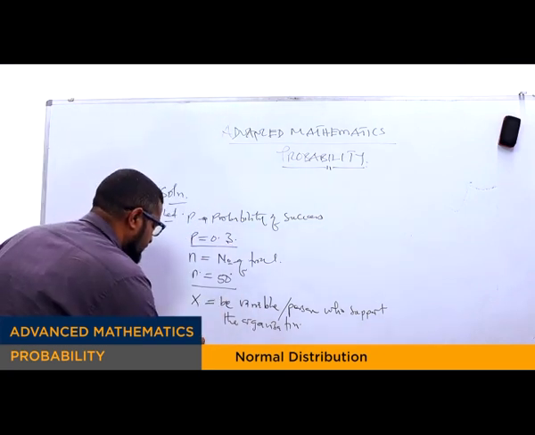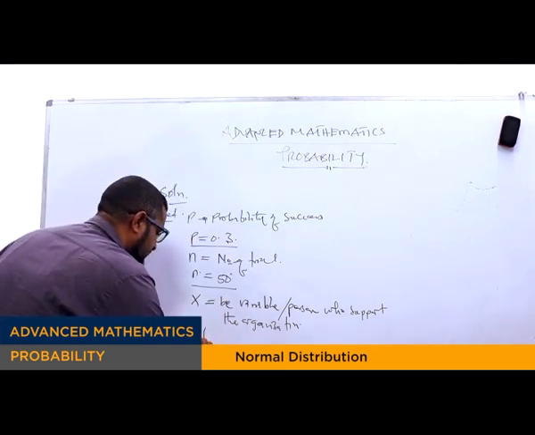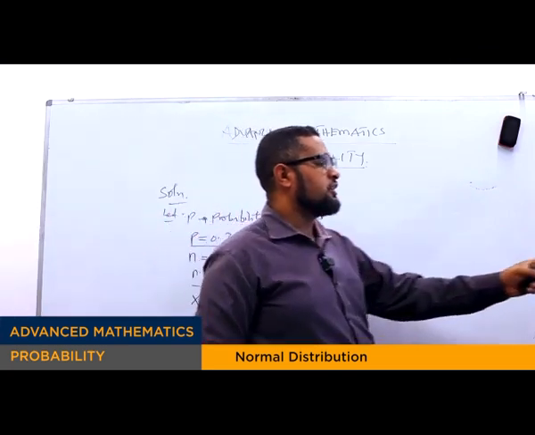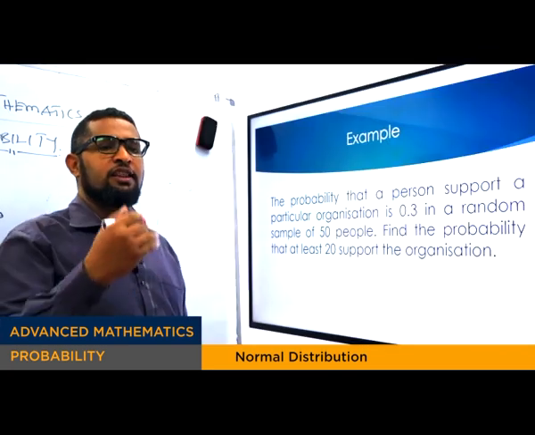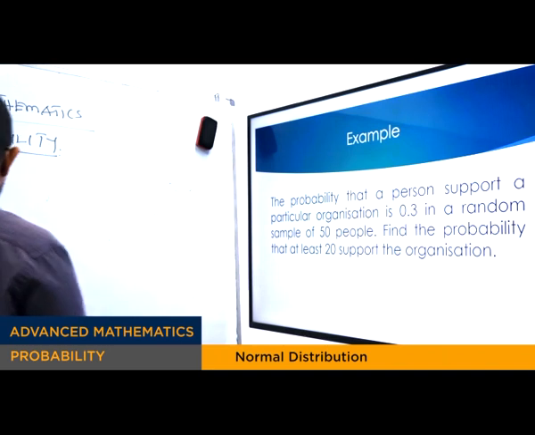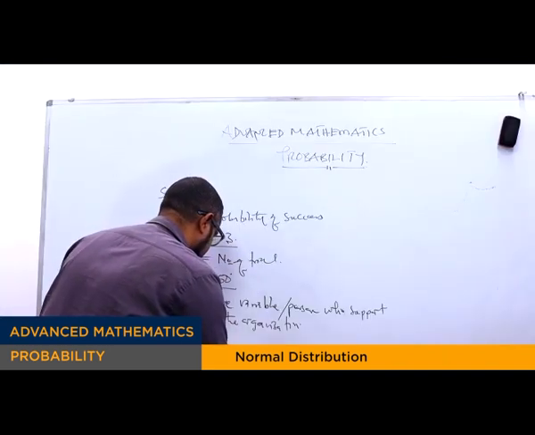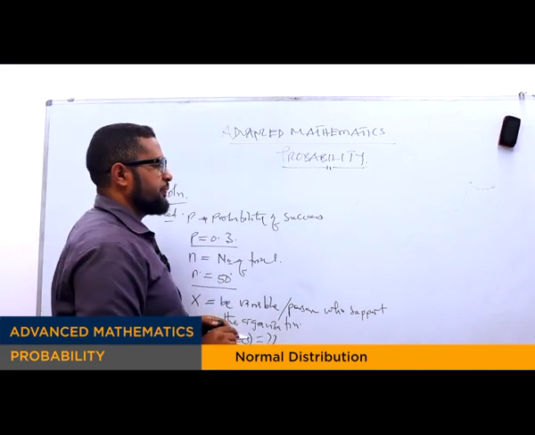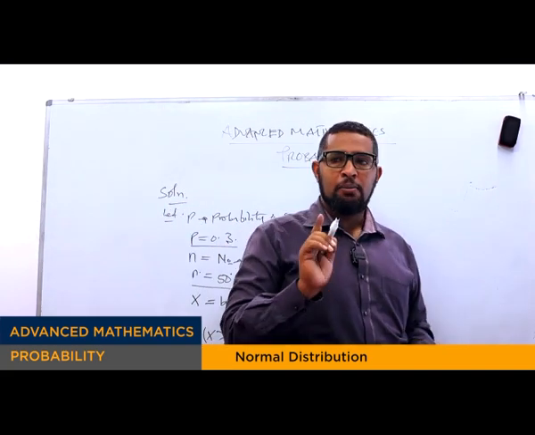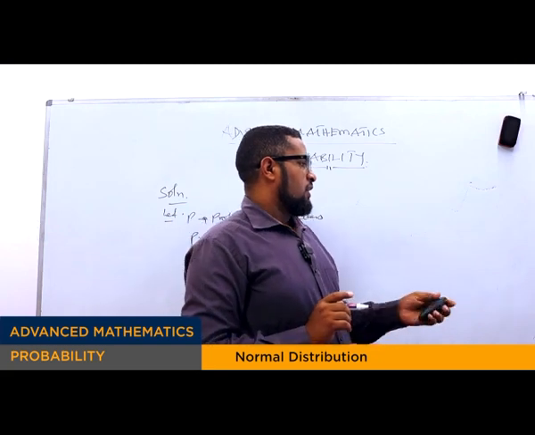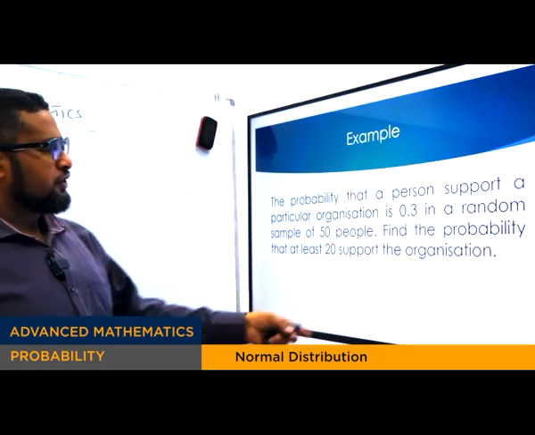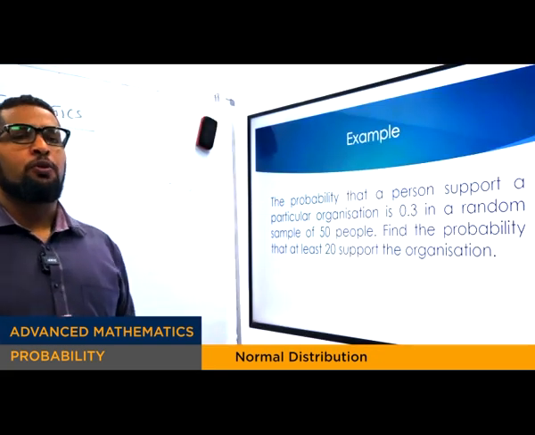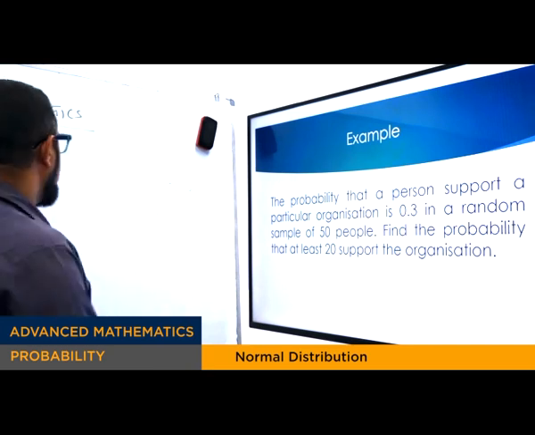Now the question is, find the probability of. When we say at least, it means greater than or equal to 20. So X greater than or equal to 20. This is what we are looking for. But remember, when you want to approximate binomial to normal, remember the condition.